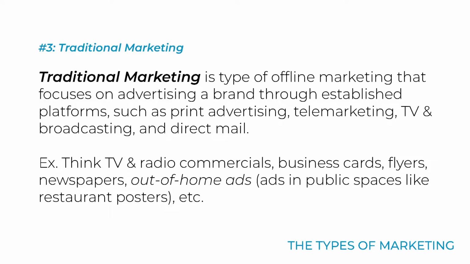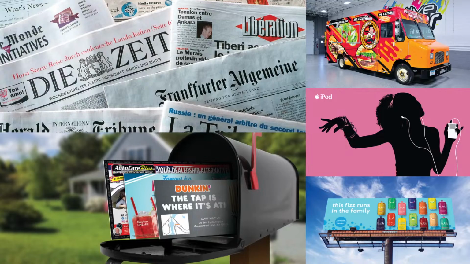Now, number 3 is traditional marketing. This is a type of offline marketing that focuses on advertising a brand through established platforms such as print advertising, telemarketing, TV and broadcasting, and direct mail. So, think TV and radio commercials, business cards, flyers, newspapers, out of home advertisements, such as advertisements in public spaces like restaurant posters, and so on. All of these, even billboard advertisements, are examples of traditional marketing.